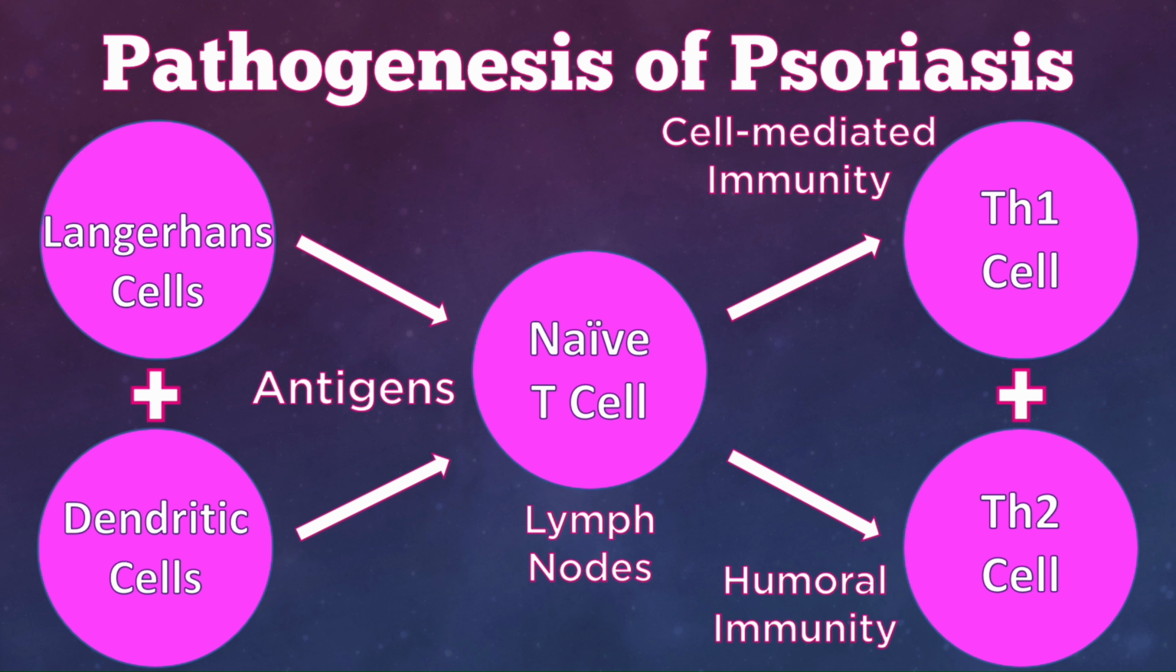Th1 cells are stimulated by interleukin-12, aka IL-12, and promote CD8 T cells by making interferon gamma and IL-2, 6, 8, and 12, all of which are overexpressed in psoriasis. Again, Th1 cells are stimulated by IL-12 and themselves make interferon gamma and IL-2, 6, 8, and more IL-12.